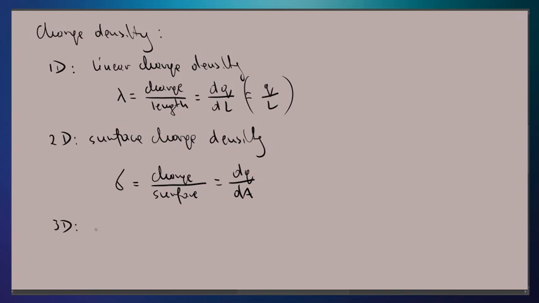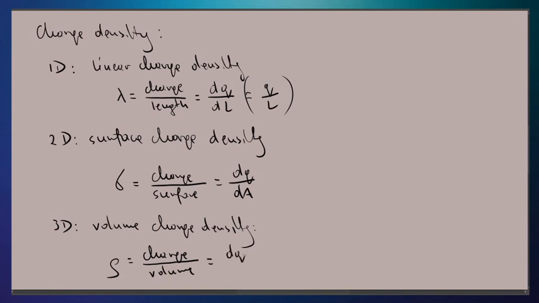So volume charge density, volume. I think if we were in 3D, we just call this thing charge density. I don't think we add volume, but I'm going to put volume charge density. And this would be rho is the symbol we use for it, and this amounts to, as you probably have guessed by now, charge over volume. And this is something you're more used to. It's just that you used to have mass over volume. That was your density. And so here you would have dq over dV, where V stands for volume.